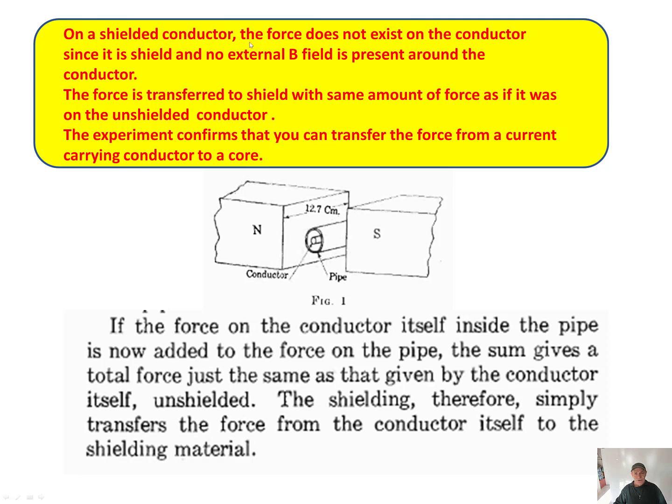On a shielded conductor, the force does not exist on the conductor since it is shielded and no external B field is present around the conductor. The force is transferred to the shield with the same amount of force as if it was on the unshielded conductor. The experiment confirms that you can transfer the force from a current carrying conductor to a core. If the force on the conductor itself inside the pipe is added to the force on the pipe, the sum gives the total force just the same as given by the conductor itself unshielded. The shielding therefore simply transfers the force from the conductor itself to the shielding material.